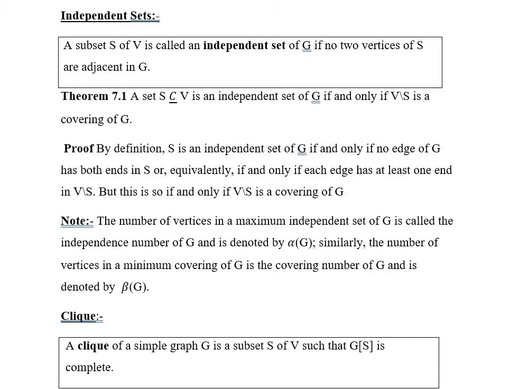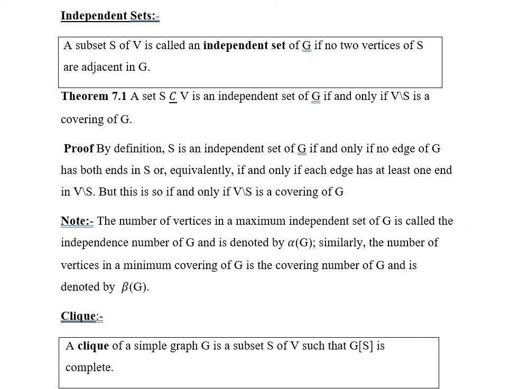The number of vertices in a maximum independent set of G is called the independence number of G and is denoted by alpha of G. Similarly, the number of vertices in a minimum covering of G is the covering number of G and is denoted by beta of G. Next is about clique.